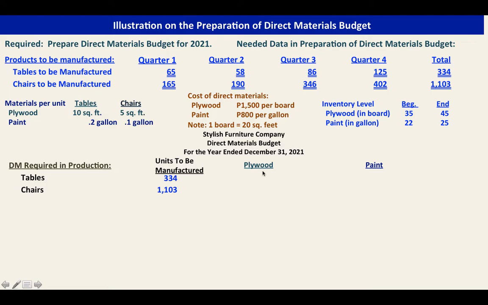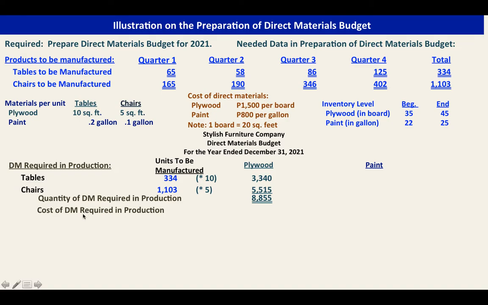Now, we have to determine how much plywood we need for 334 tables. We can do that by multiplying by the required plywood for each unit, which is 10 square feet. So we will be needing 3,340 square feet. Okay. And for chairs, 5 square feet, so we will multiply that by 5. We will be needing 5,515 square feet for 1,103 chairs. So we have to total it. This is the number of square feet that we need in producing tables and chairs. Okay?